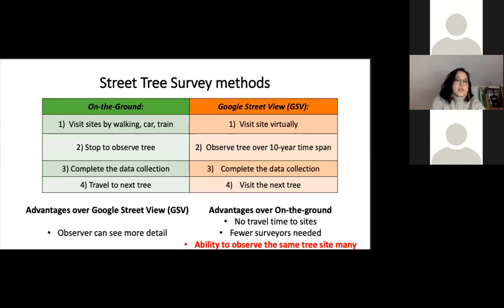There are advantages to each type of study. On-the-ground survey allows the observer to see more detail, while for GSV, fewer man-hours are needed, transportation to the sites is eliminated. And most importantly, the surveyor can look back in time to observe the same tree site many times over a 10-year period, while the conventional survey would only observe the tree once in that same 10 years for most cities, including the city of Toronto.